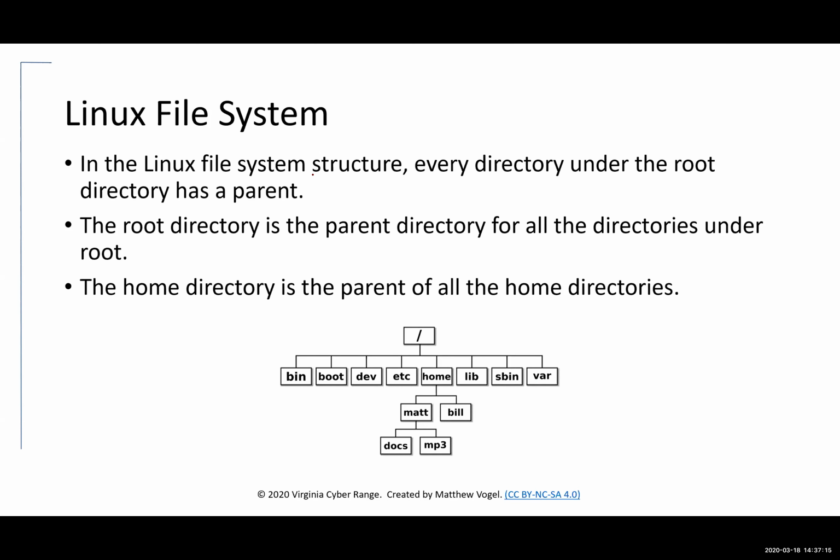So when you think of this structure, every directory under the root directory has a parent. The root directory is the parent directory for all the directories under root. The home directory is the parent for all the home directories. So what they're saying here is that there's this child-parent relationship. The parent directory for all of these first-level directories is root, and the parent directory for these user directories is home. So you just think of the parent as the next level up in the directory structure.